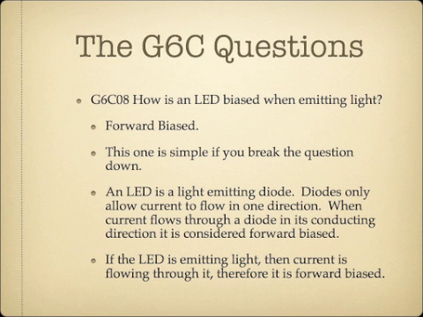How is an LED biased when emitting light? Well, an LED is forward biased when emitting light, and this is a simple question but you've got to break it down a little bit. One of the things you cannot forget is that an LED or light emitting diode is a diode. So diodes only allow current to flow in one direction. When current flows through a diode, it is conducting in its conducting direction. It is considered forward biased. So if the LED is emitting light, then current has to be flowing through it. Therefore, the LED is forward biased.